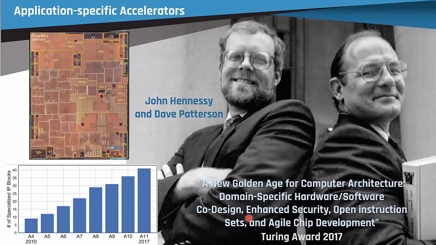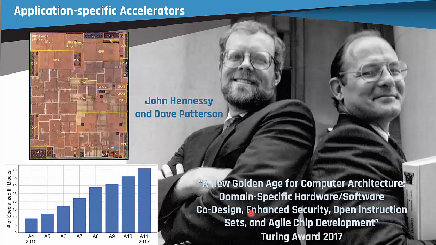And why do I say it's strange? Because engineers and chip guys are not usually given the Turing Award. The Turing Award is given to mathematical computer science guys, but they were given it because they really had a great effect on things that happen in the scientific world. And their Turing Award talk is called A New Golden Age for Computer Architecture, Domain-Specific Hardware Software Co-Design, Enhanced Security, Open Instruction Sets, and Agile Chip Development. And you can watch it on YouTube, okay?